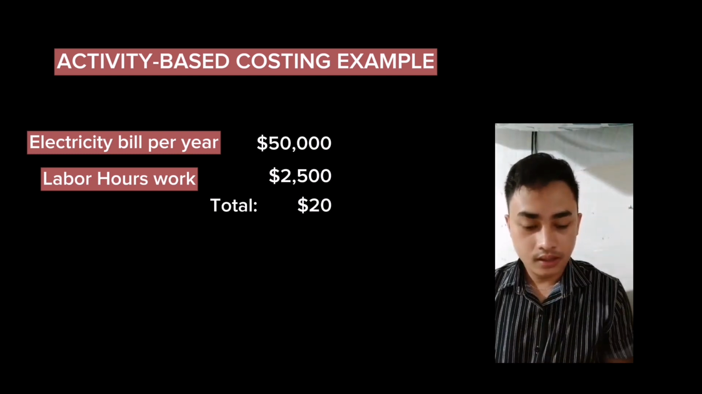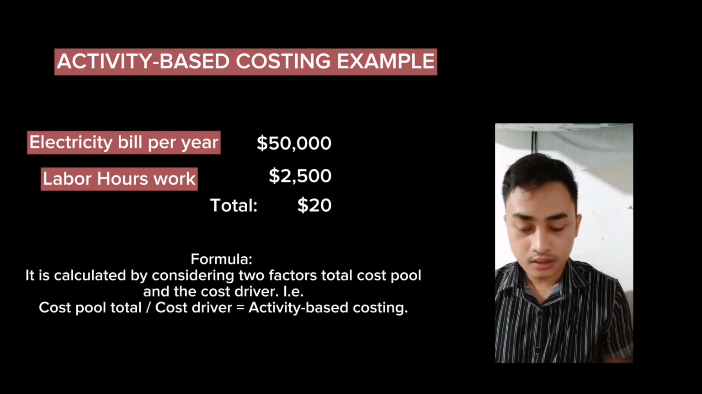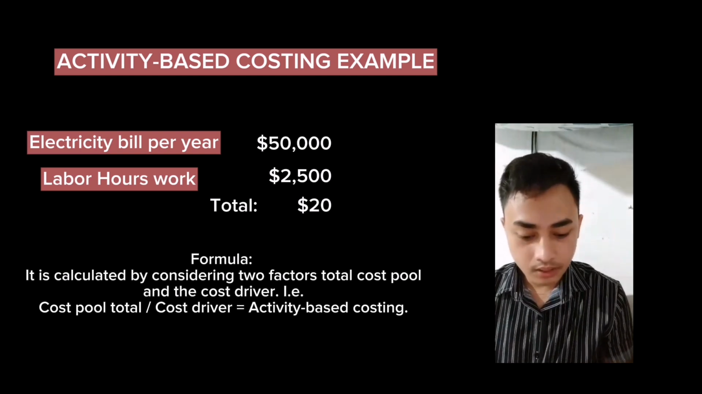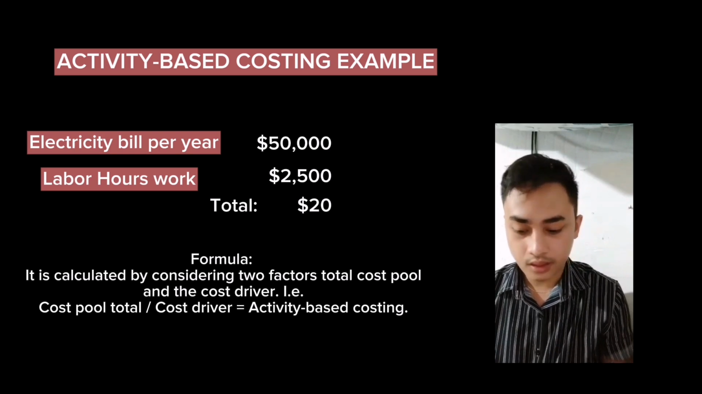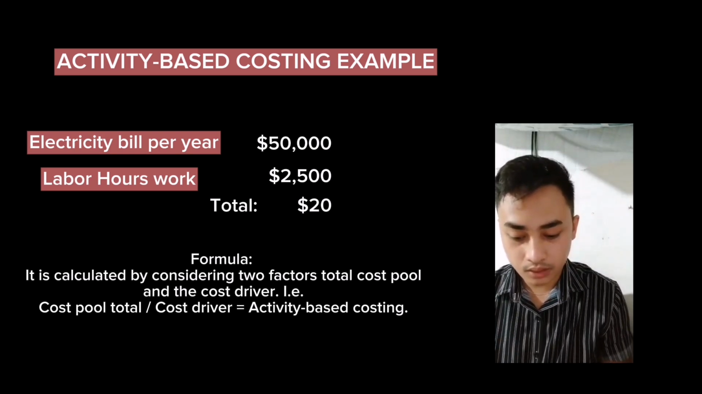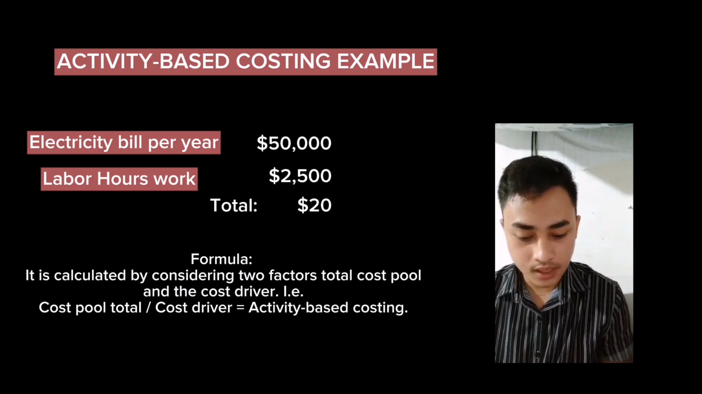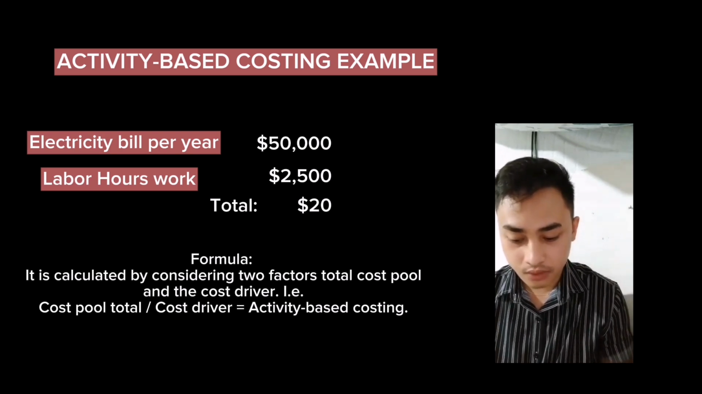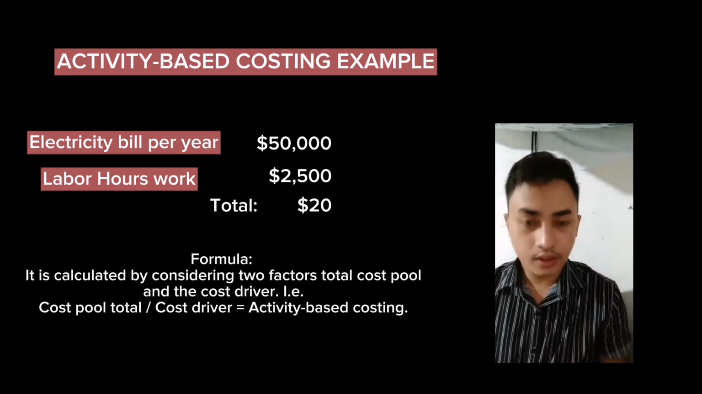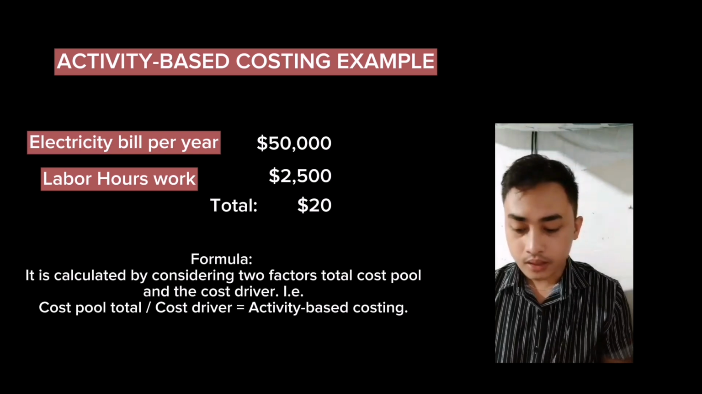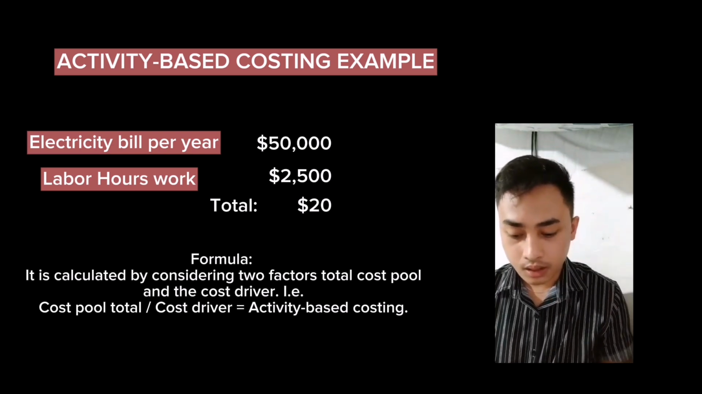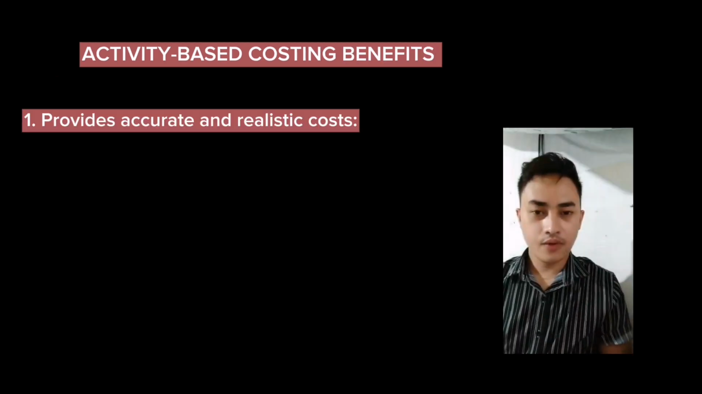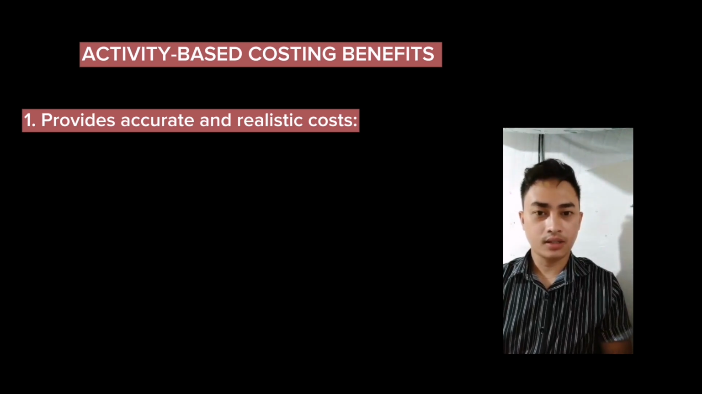Calculating the cost driver rate is done by dividing the $50,000 a year electric bill by 2,500 hours, yielding a cost driver rate of $20. For product XYZ, the company uses electricity for 10 hours. The overhead costs for the product are $200, or $20 times 10. This provides an accurate and realistic cost.